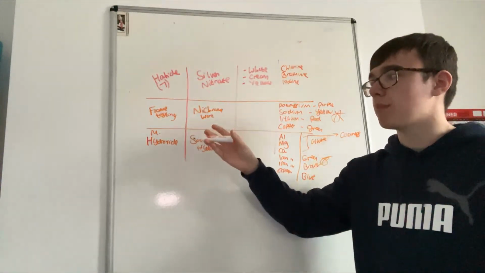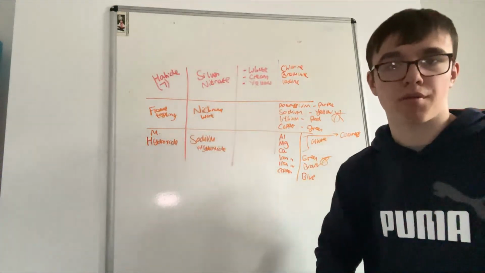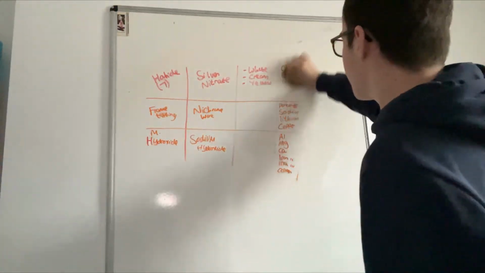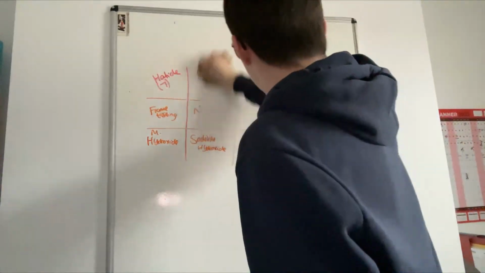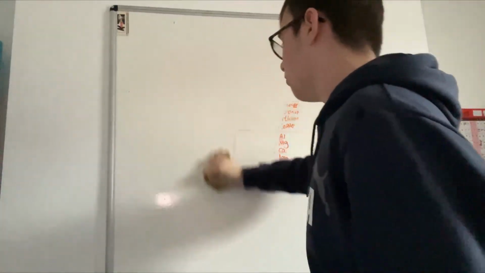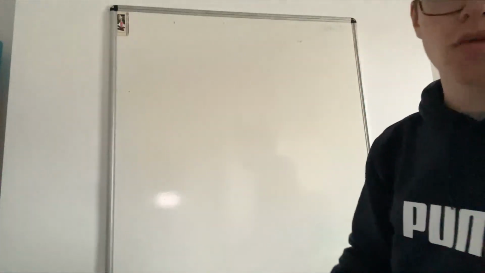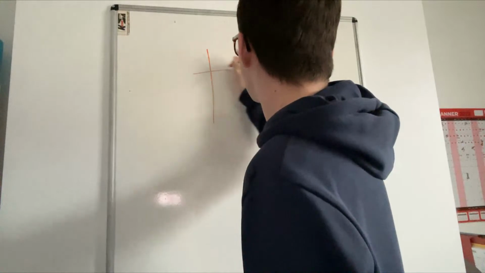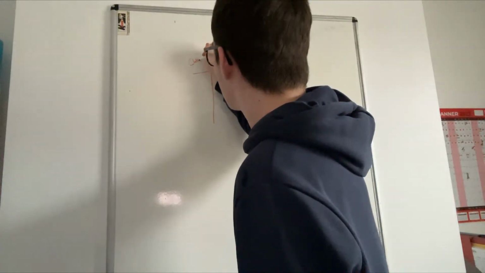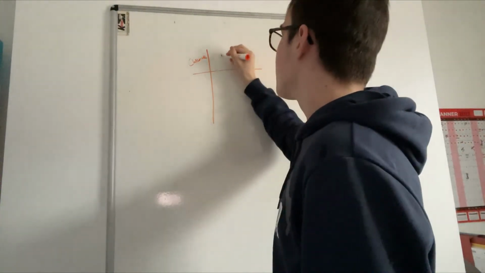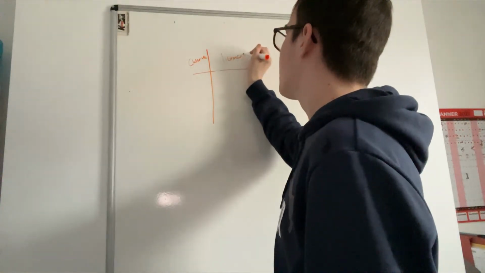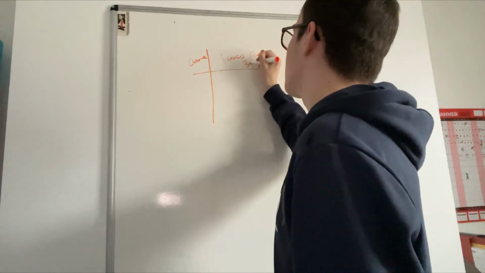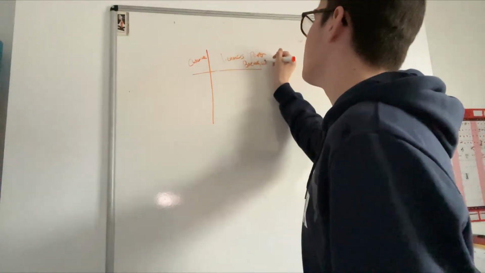Halide testing, flame testing, and metal hydroxide testing. Let's quickly do the 4 most basic tests. How do we test for chlorine? Chlorine bleaches litmus paper.